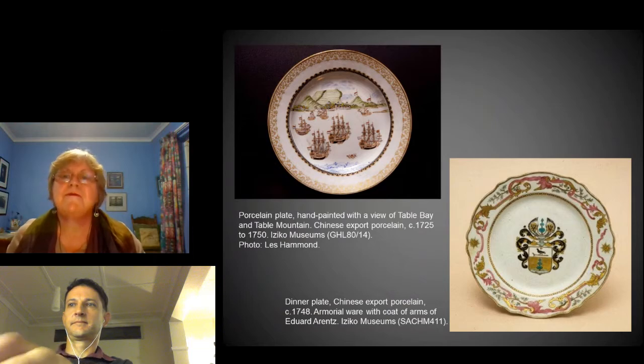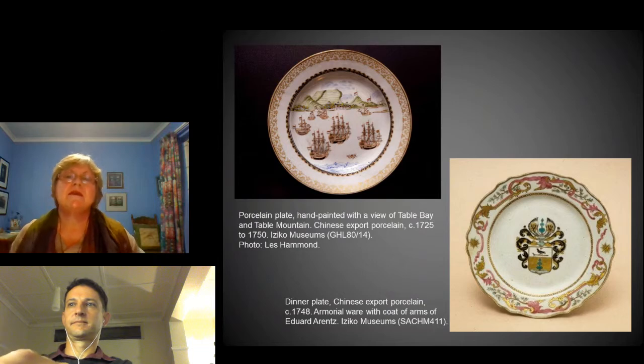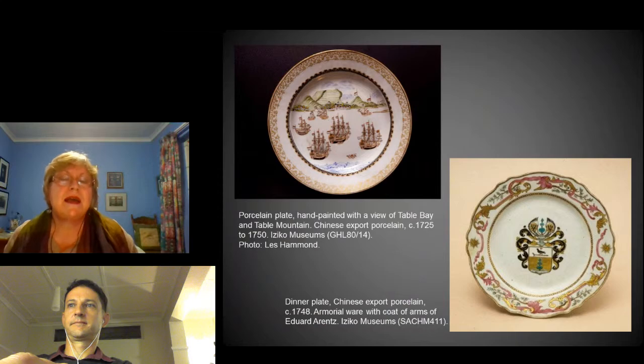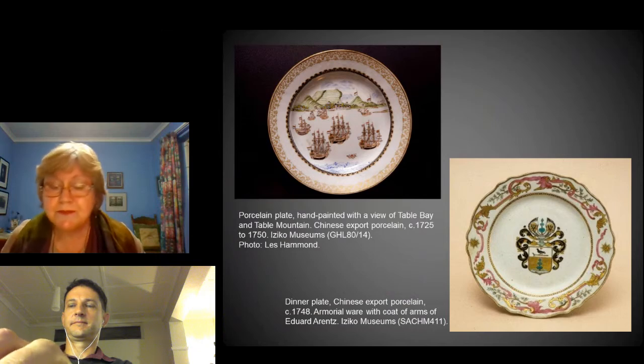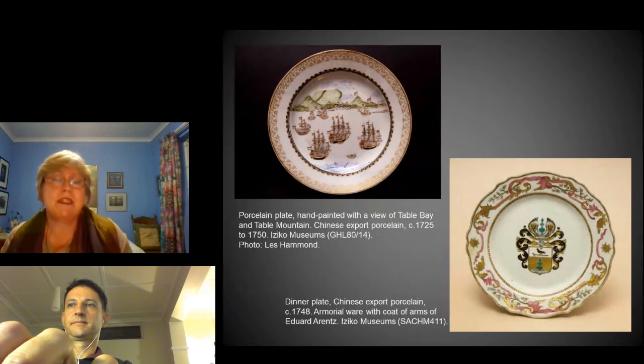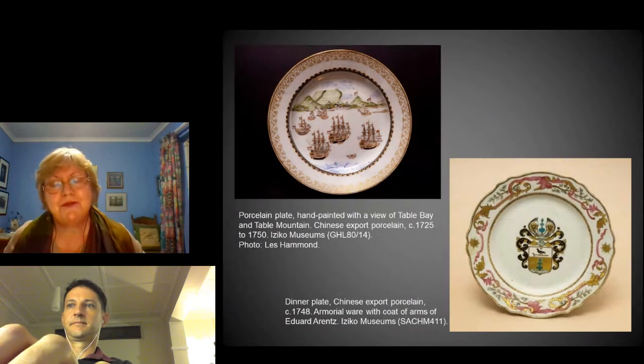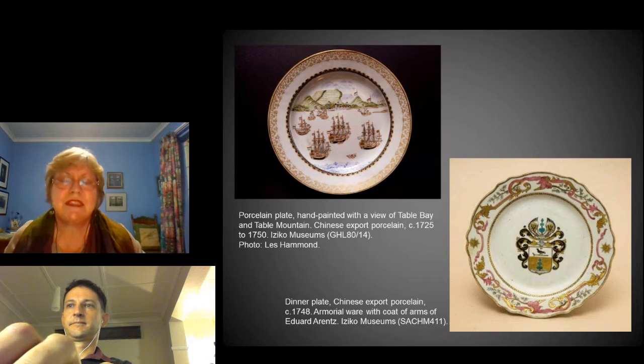But some of the wealthy burghers did order polychrome painted plates to make up a dinner service, carrying their coat of arms, such as the illustrated example that was ordered by Dominee Eduard Arends, who was a Dutch Reformed minister in Stellenbosch. He arrived here in 1747 and died in 1749, so he didn't have a lot of joy from this service that he ordered, but there it was.